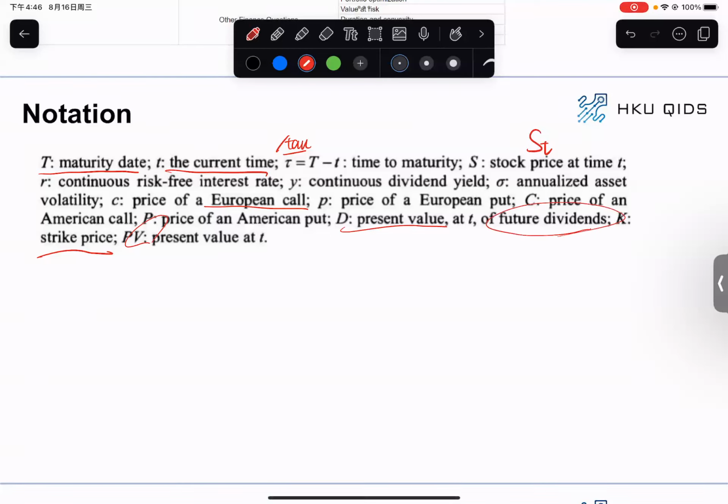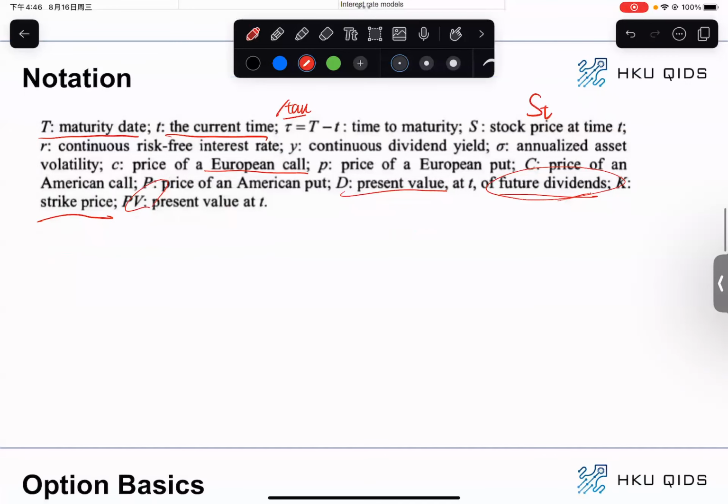This is the present value of future dividends, because dividends are our cash flows in the future. So that's it. I hope you remember that. And I think you are going to get familiar with this group of settings in the questions below.